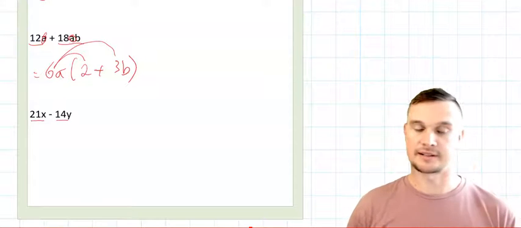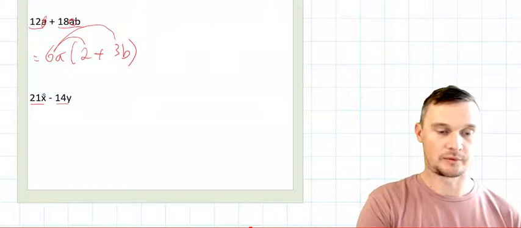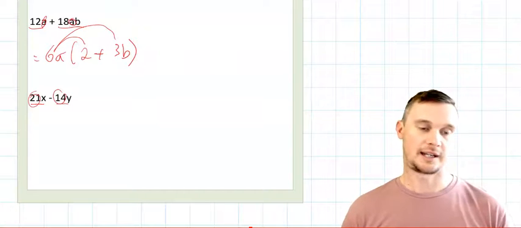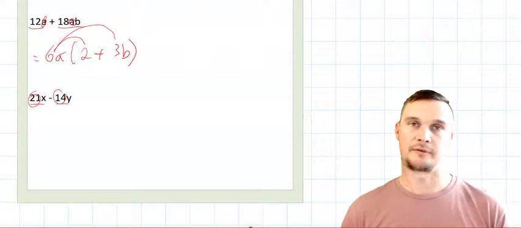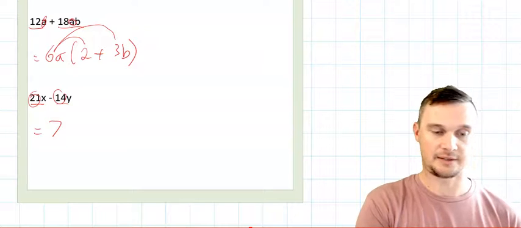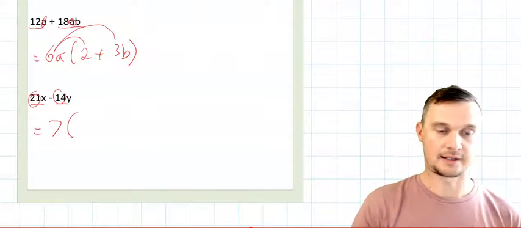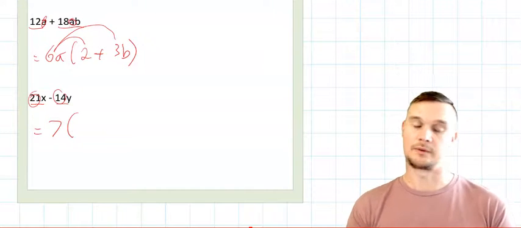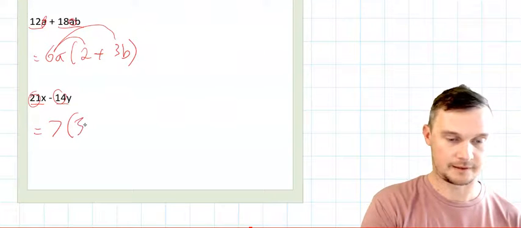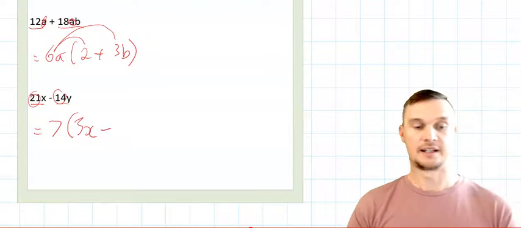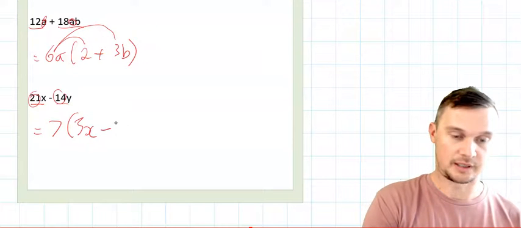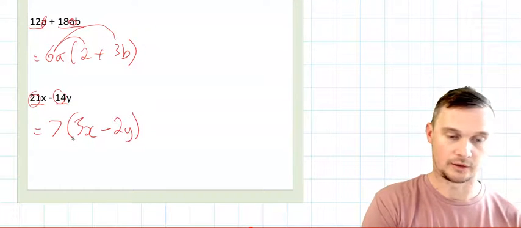Let's look at this example here. We're using a minus symbol now, and we want to find the highest common factor. They don't have a common pronumeral, but I can work out that they have a common factor of 7. So I can put 7 as my HCF. In the brackets, 7 times what equals 21x? I can say that will be 3x, minus 7 times what equals 14y? I know that will be 2y, close brackets.